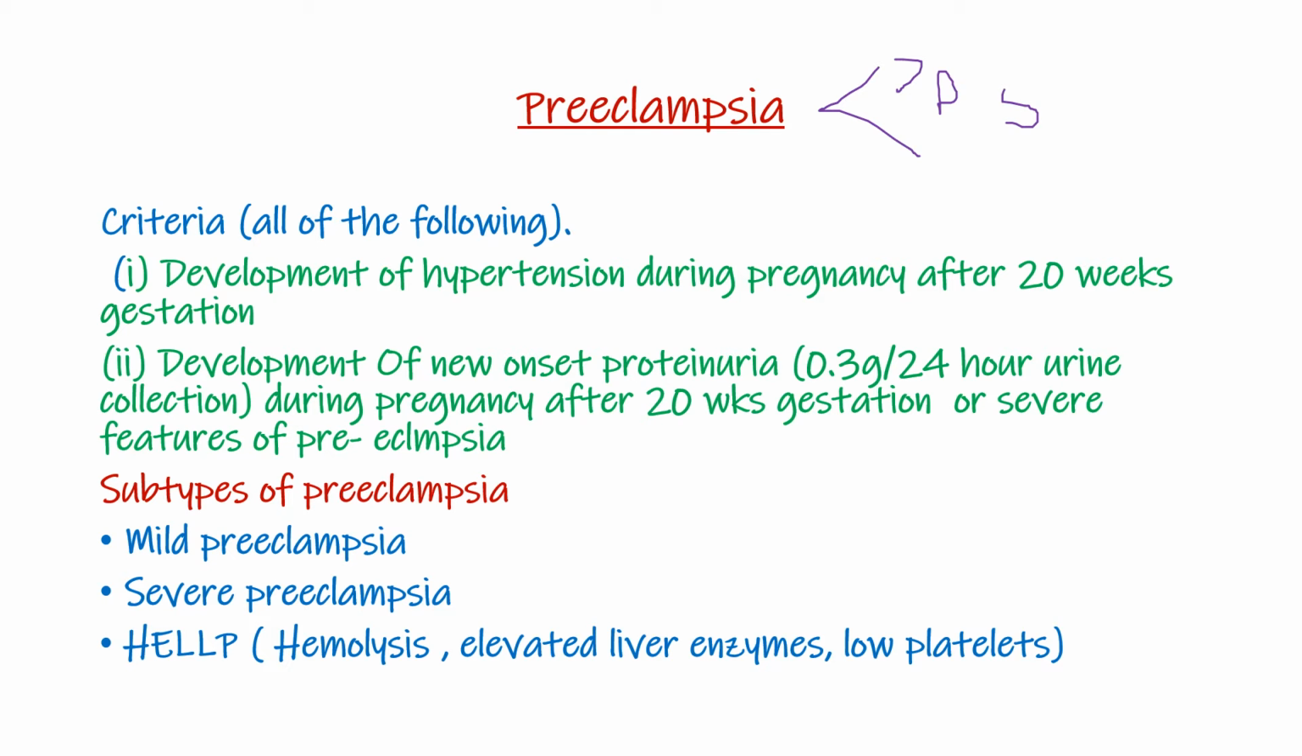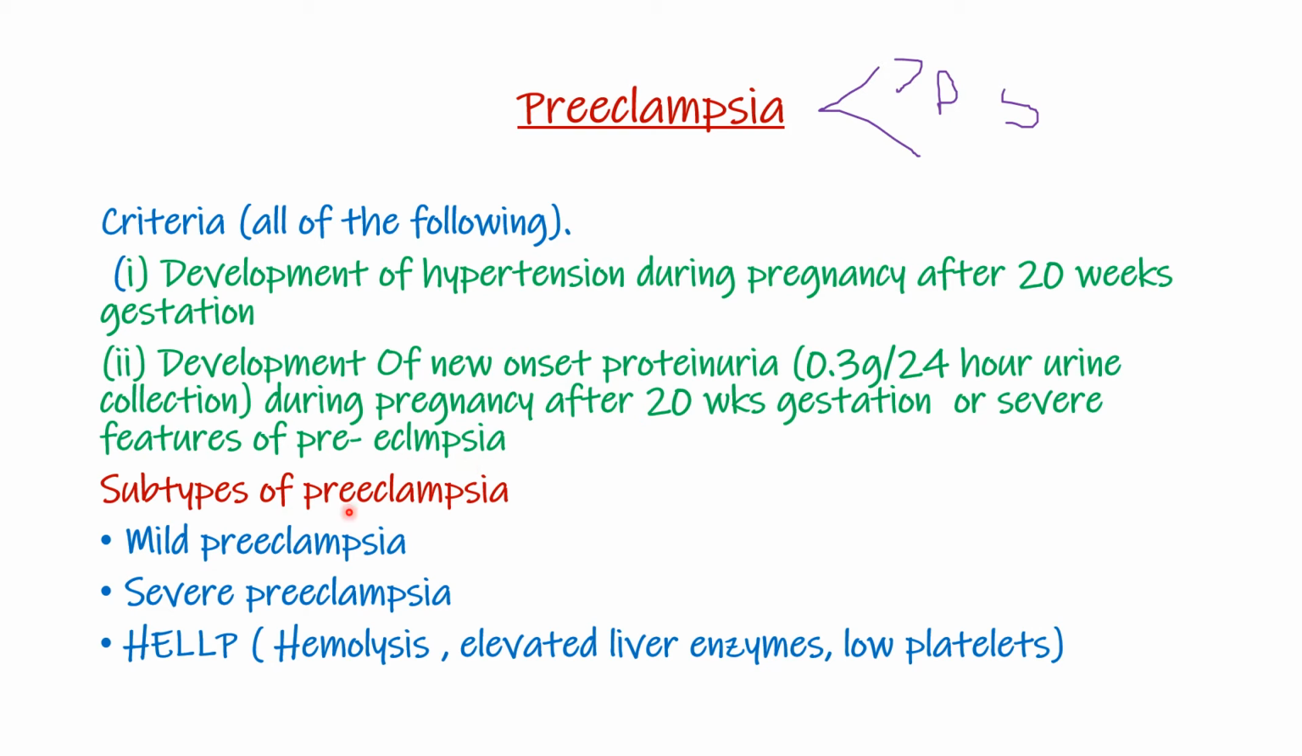So now let's dig in on the definition. The criteria is all of the following, where you have development of hypertension during pregnancy after 20 weeks of gestation, and development of new onset proteinuria, that is 0.3 grams per 24 hours urine collection during pregnancy after 20 weeks of gestation, or severe features of preeclampsia.